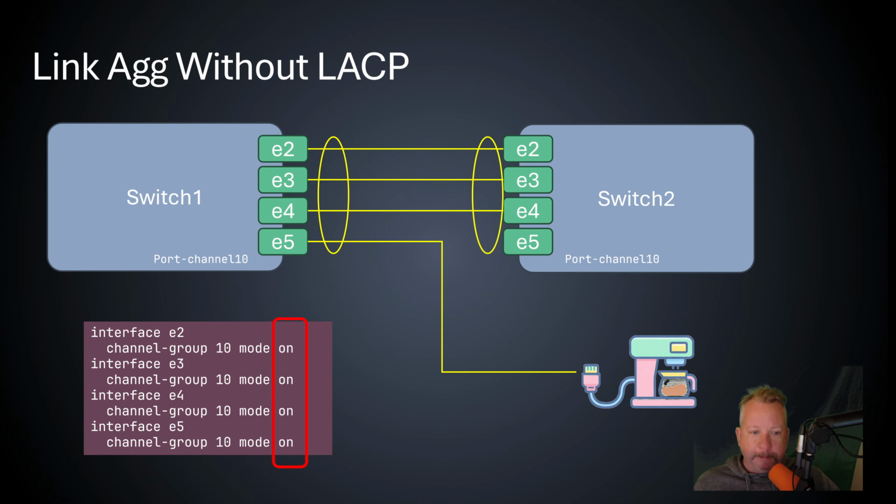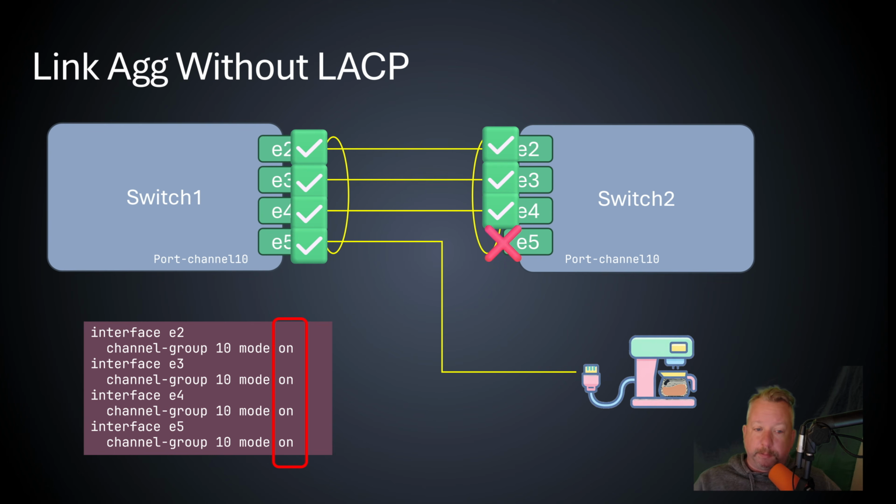But without LACP, the only thing that link aggregation checks to see if we're going to send traffic down a link is, do we have a link light? On the switch 1 side, we have link lights for all 4. On switch 2, we don't have a link light for Ethernet 5, so it won't send traffic. But switch 1, since it sees a link light on all 4 sides, has no way to know that it's plugged into the wrong device, and some traffic will get sent, however it hashes out, to the coffee maker, and that's no bueno.